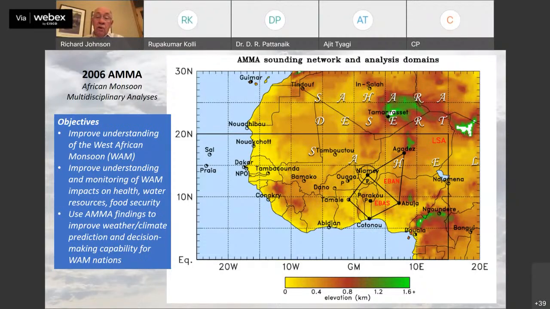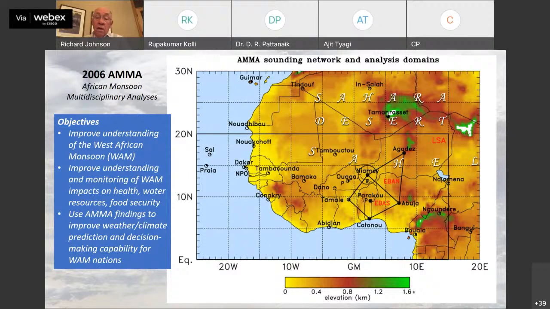So here we have to the north the Sahara Desert. The colors are the topography over the region, and south of the Saharan Desert, we have the Sahel region. Well, a number of the stations indicated there are operational sounding sites.